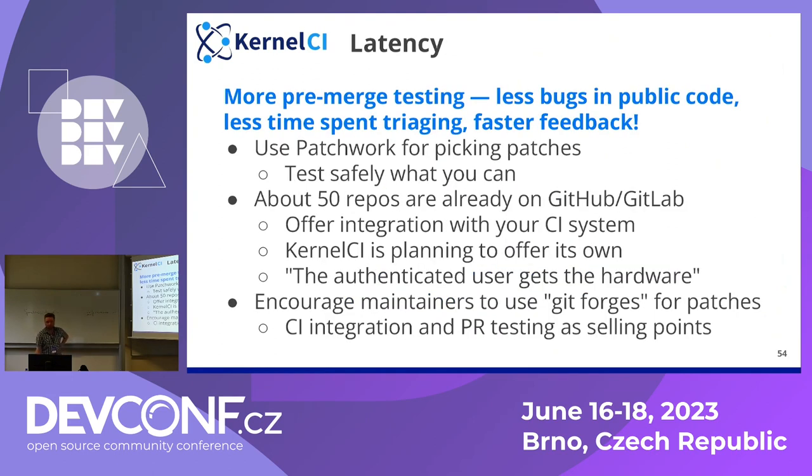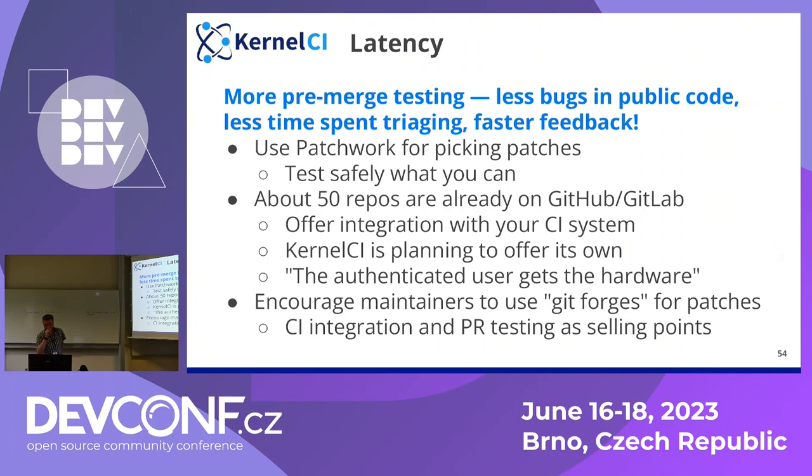For latency, I think the most important thing to do would be pre-merge testing, because again it reduces the number of public bugs and has a compound effect on many things, on reliability as well. So if you'd like to do pre-merge testing with patches, you could use patchwork, and that's what some CI systems used before: pick patches using patchwork and then test them safely as much as you can, probably in VMs.